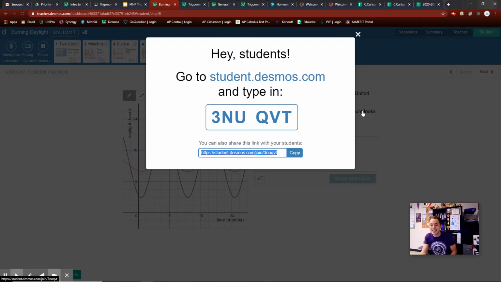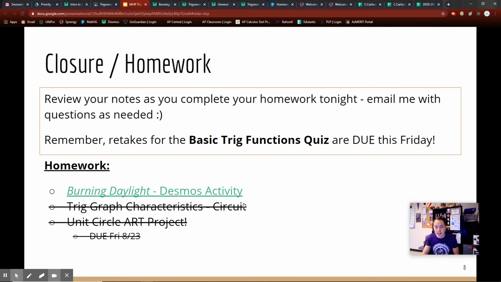So please do that. Go ahead and sign in if you haven't yet, student.desmos.com. I really like this activity. It really just gives us a break from the monotony of just the notes, and allows us to basically apply the mathematics. So again, please go to student.desmos.com, type in the code, and then start. Okay, and that's all I have.